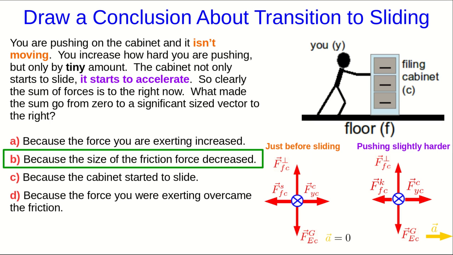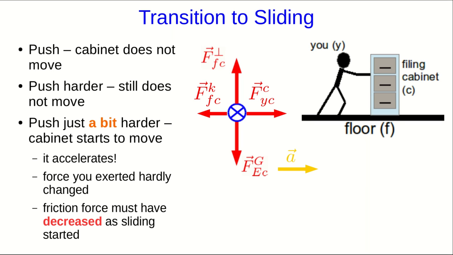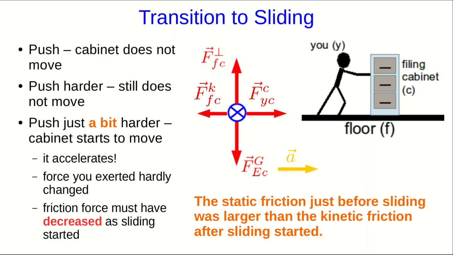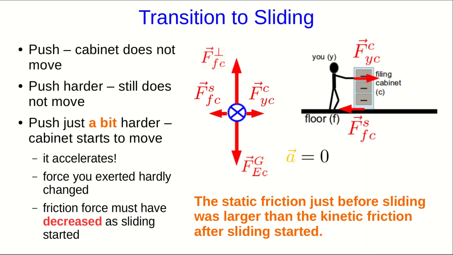In other words, the kinetic friction must be smaller than the static friction that it replaced when the cabinet started to slide. The fact that when the filing cabinet starts to slide, the friction force decreases is an important observation that we're going to have to explain. So I just want you to keep that in mind, that the static friction just before the sliding was larger than the kinetic friction after sliding started. That doesn't mean the static friction is always larger than the kinetic friction.